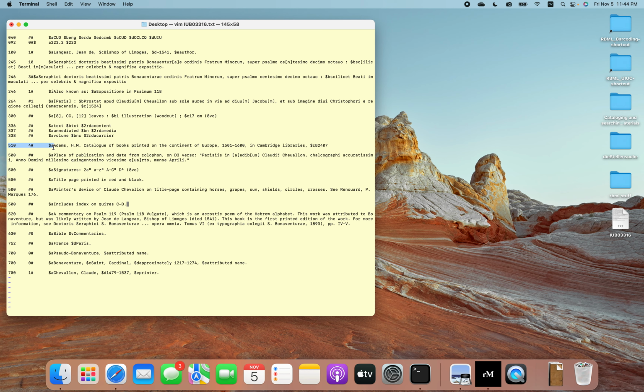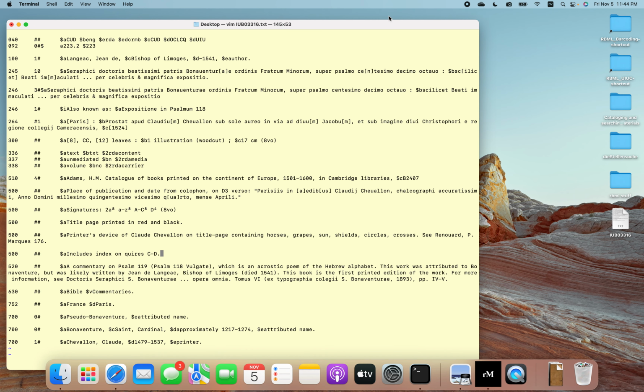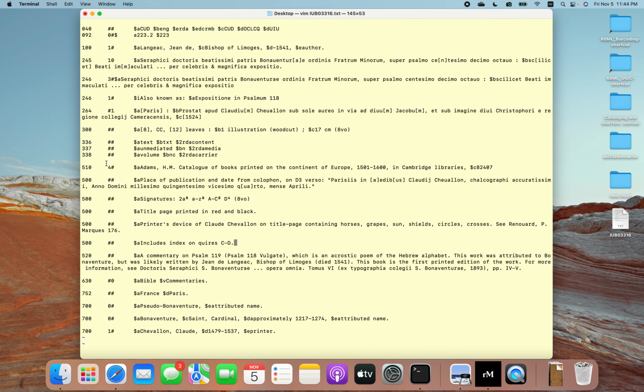Last couple things, wrapping it up. 510 with a first indicator of 4. What this is saying is, let's see if I can zoom in. Yeah, hopefully that helps you. 510 with the first indicator of 4 means that you're using a citation. And so this reference book, they're usually reference books, this reference book happens to reference this book.